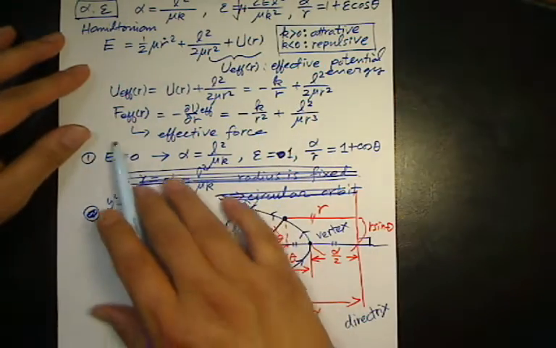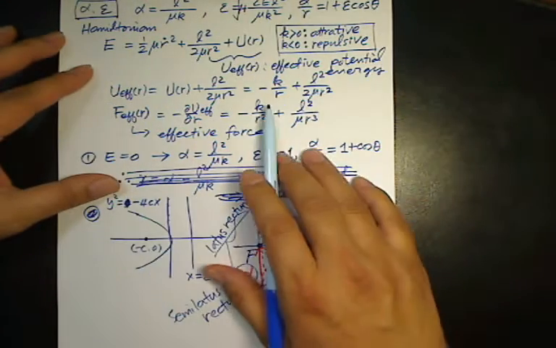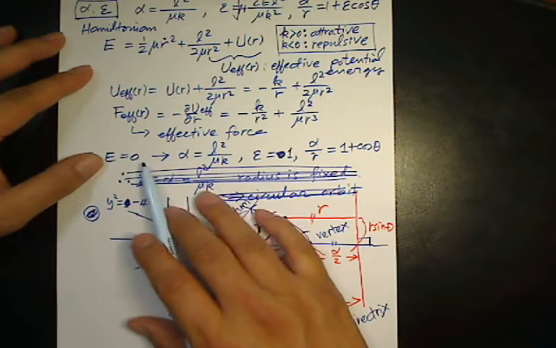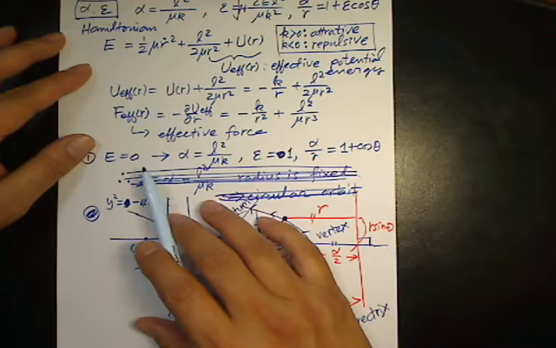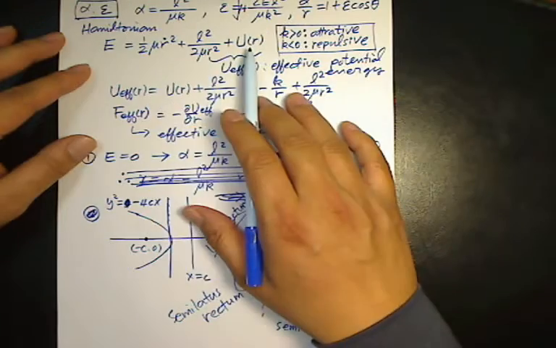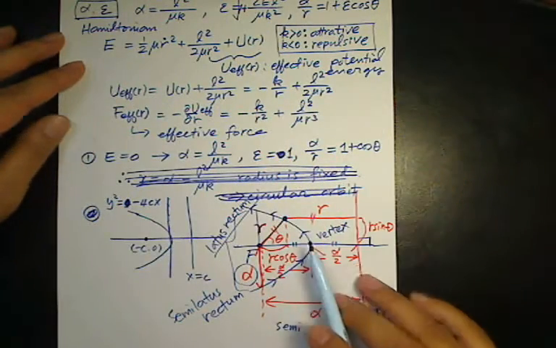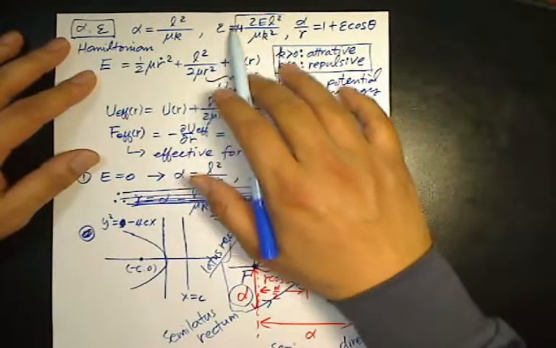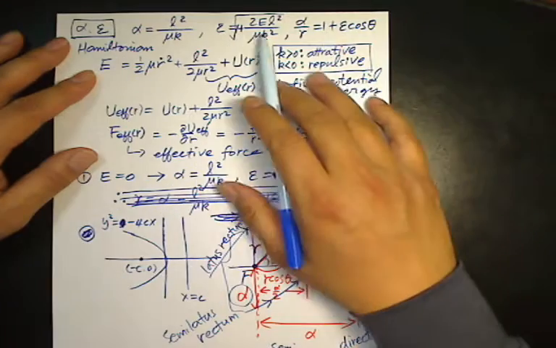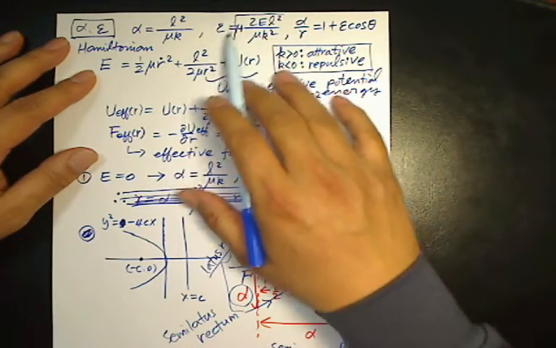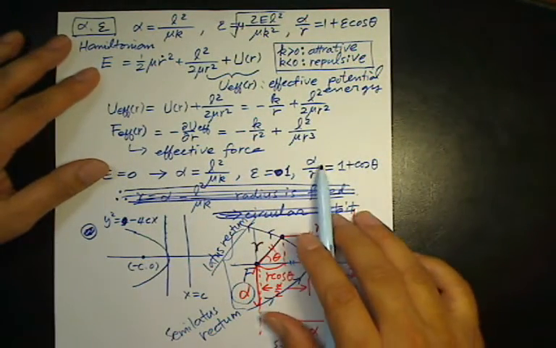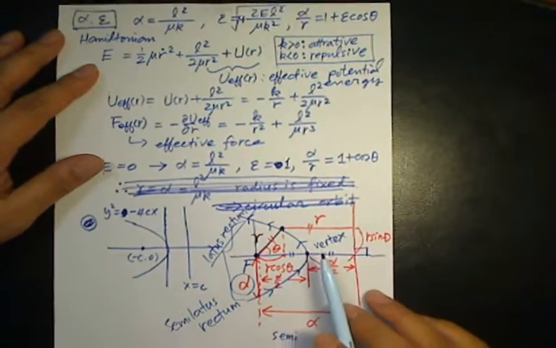If total mechanical energy equals 0, as r goes to infinity, potential energy becomes 0. That means as r goes to infinity, the kinetic energy of the particle must be 0. That means this radial kinetic energy vanishes as r goes to infinity because E is 0. E is 0, then epsilon becomes exactly 1. Eccentricity is exactly 1. Therefore, it is 1 plus cosine theta. So alpha over r equals 1 plus cosine theta.